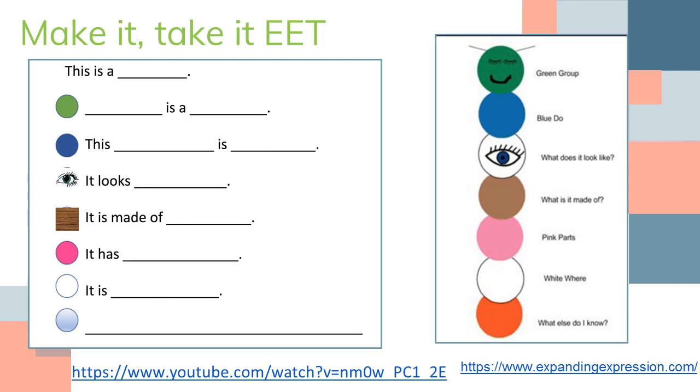So this is a what, you know, it belongs to what group, what do we do with it, what does it look like, what's it made of, what are its parts, where can you find it, what else can you tell me about it. So it has really helped increase their vocabulary. So the links you have at the bottom there, one is to a YouTube video utilizing the EET tool, and the other is just to the Expanding Expression site.